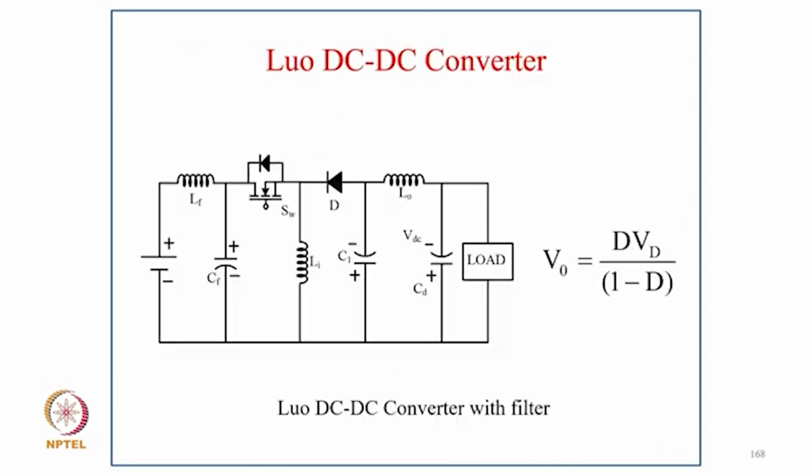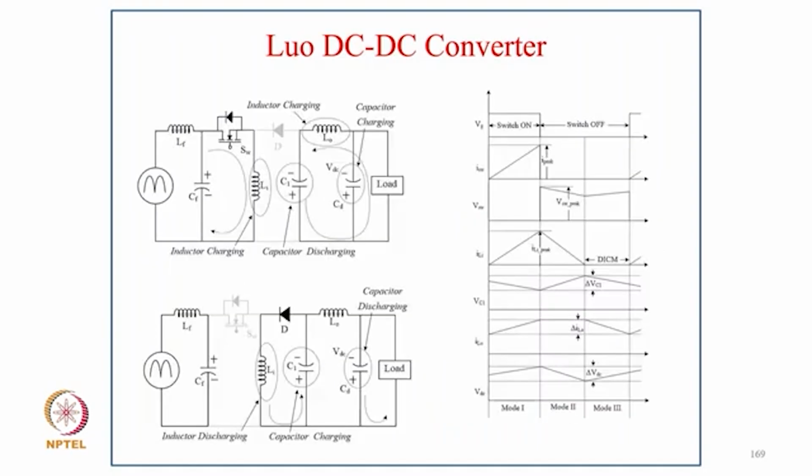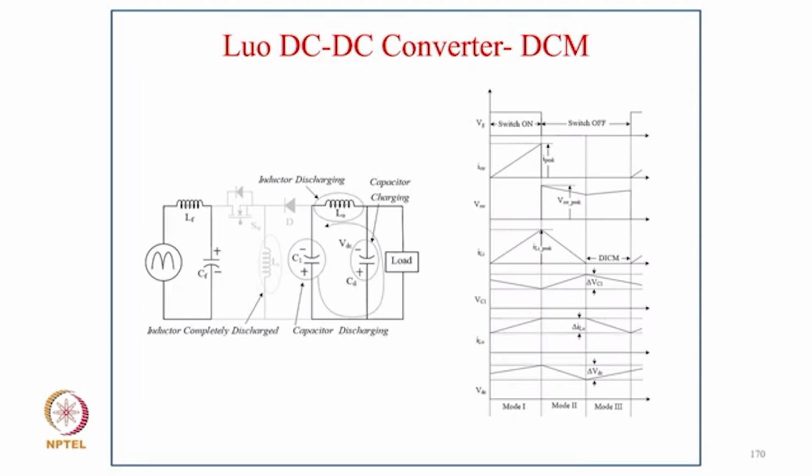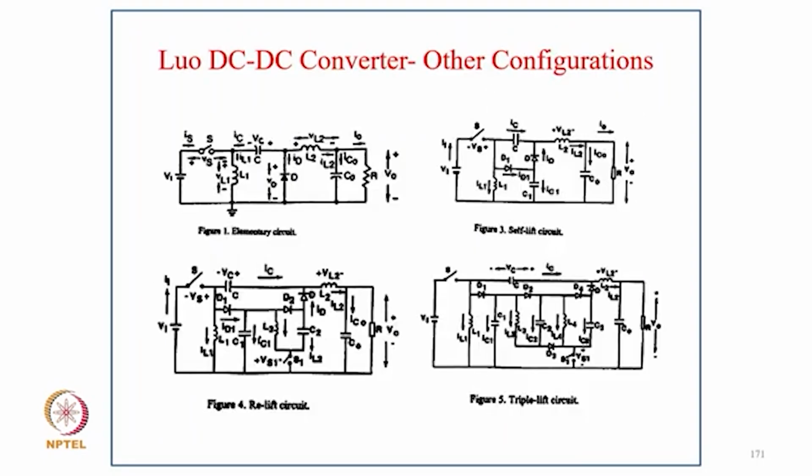Now coming to the Luo DC-DC buck-boost converter, as you can see the relation here, V0 equal to D upon 1 minus D. As you can see here, along with the input filter, we have a switch, inductor, then diode, capacitor, and typically the inductor and output voltage. So you can see typically three modes: when the switch is on, when the diode is on, and when both are off, and the typical waveform.